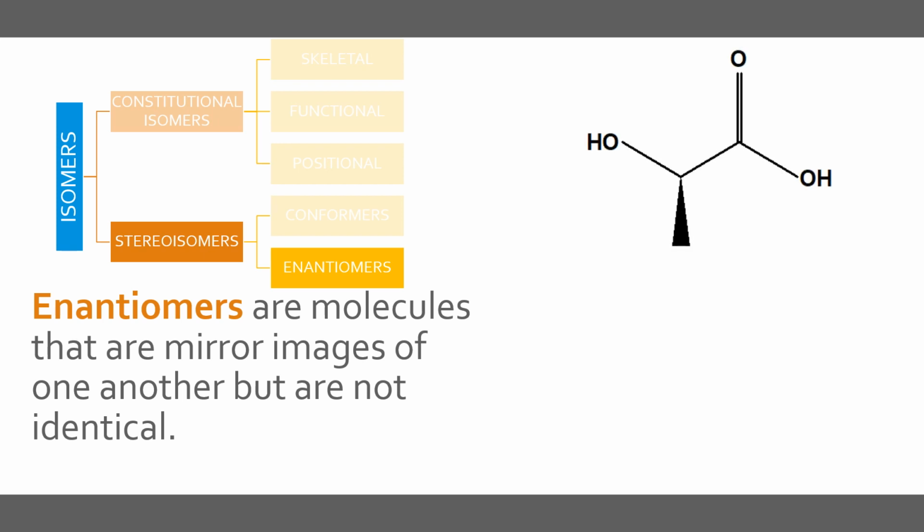If I take a molecule such as this, draw an imaginary mirror between it, and draw the exact mirror image of it, you'll realize that these mirror images are very similar but are not identical. I can't superimpose them, and they have different absolute configurations. Absolute configurations will be covered in a different video. So let's just focus on the identity of enantiomers, which are molecules that are mirror images but are not identical to one another.